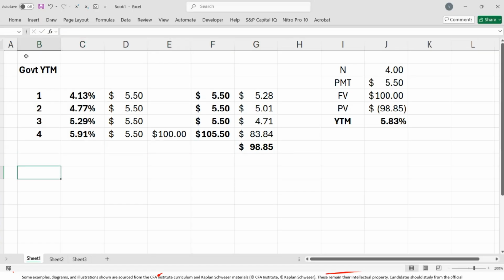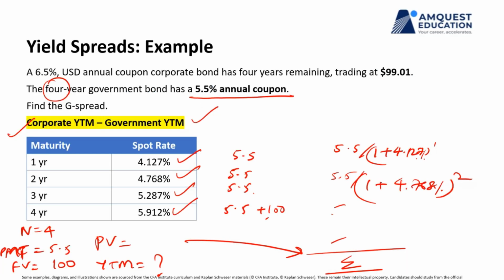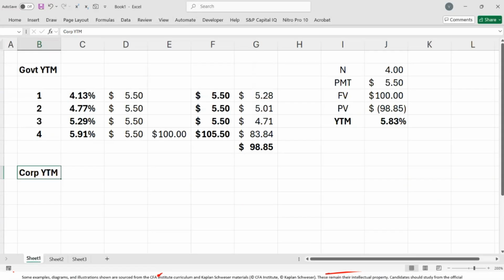Okay, perfect. For corporate YTM, because that is the next number which is pending for us, we have been given some information already. So what is the data for corporate YTM? 6.5% USD annual coupon corporate bond has 4 years remaining, trading at 99.01. Perfect. So you have everything then. 6.5, 4 and 99.01.